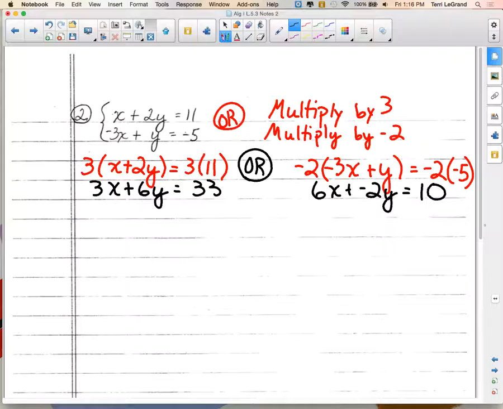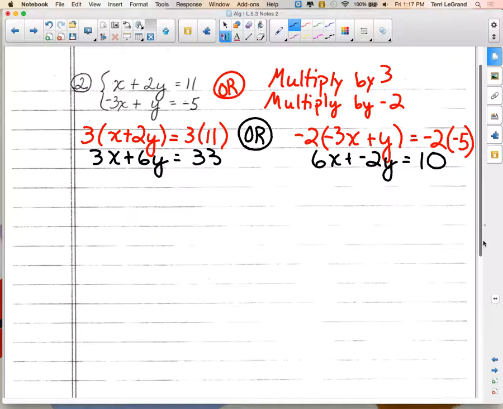Okay, so you have one or the other of those. You either have the first one as a new name, 3x plus 6y equals 33. You agree with me? Anybody do that one? Yeah, okay. Or you have the second one you renamed by multiplying by -2, and you should have 6x plus -2y equals 10. Anybody do that one? And you agree with me? Okay, now you go decide which one. Not decide. You already have one of them.